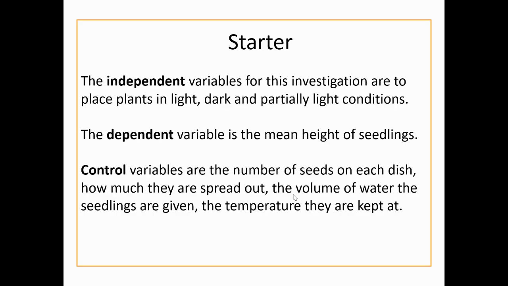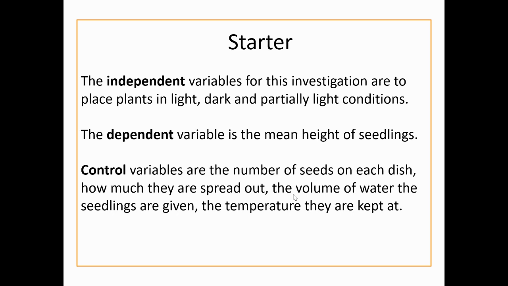The independent variable for this investigation is the place that the plants are, so in light, dark, and partially light conditions. The dependent variable, this being the thing that we're looking at the effect on, would be the mean height of seedlings. Again, that's the mean height, so that means the average height. So we're going to have to calculate some averages today.